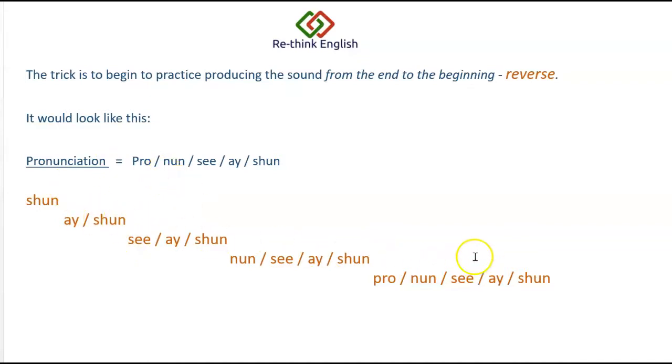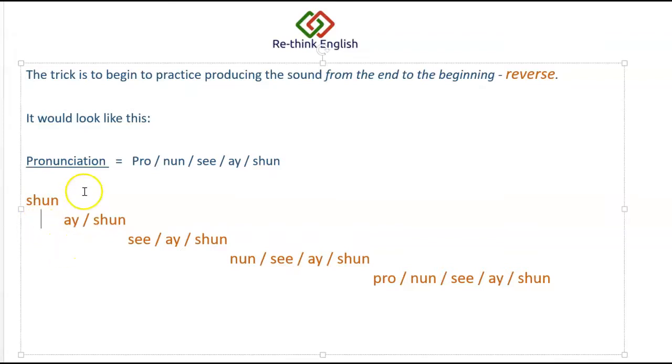You can see the process here. We begin to practice pronouncing this word using the last syllable, shun. Then we move to a-shun, see-a-shun, none-see-a-shun, pronunciation. And there you have it.